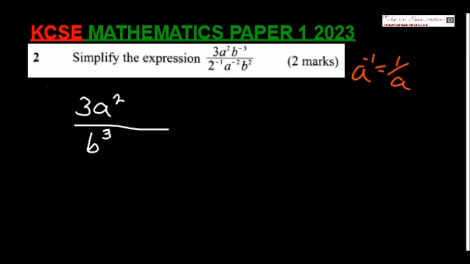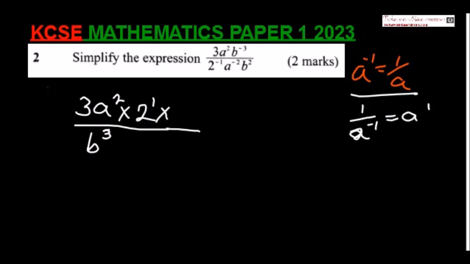We have the denominator. Applying this principle, we have 2 to the power minus 1. So that will become, because 1 over a to the power minus 1 is equal to a to the power 1, this means that 2 to the power minus 1 will be the same as 2. And a to the power minus 2 will come in the numerator, so a to the power 2, and now we have b squared. So that is how we rearrange.